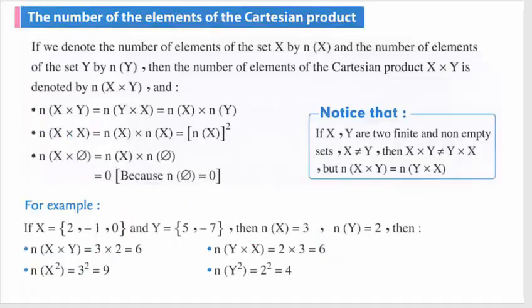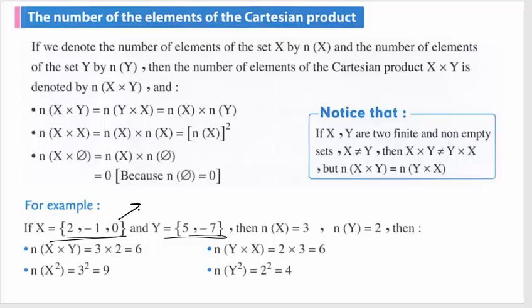The last point to talk about in this part: what about finding the number of elements in the Cartesian product without finding the Cartesian product? What do you mean? I mean that I have the set x, which is 2, negative 1 and 2, and the set y, which is 5 and negative 7.